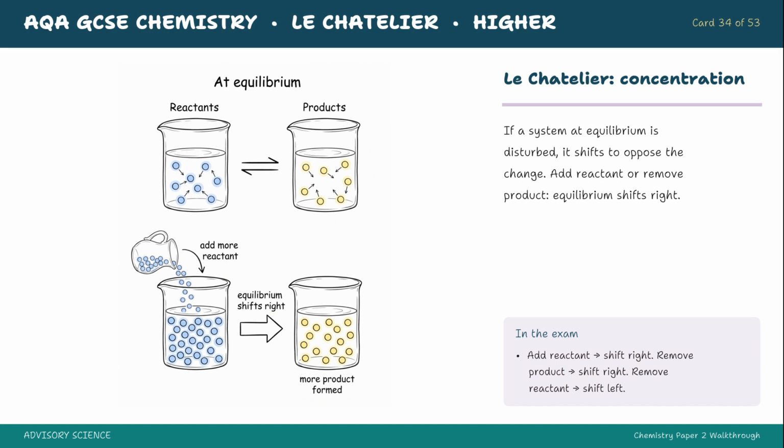In the exam, a common application: in industry, products are often removed as soon as they form. This keeps shifting the equilibrium to the right and increases the yield. Always state which side now has more substance and why.